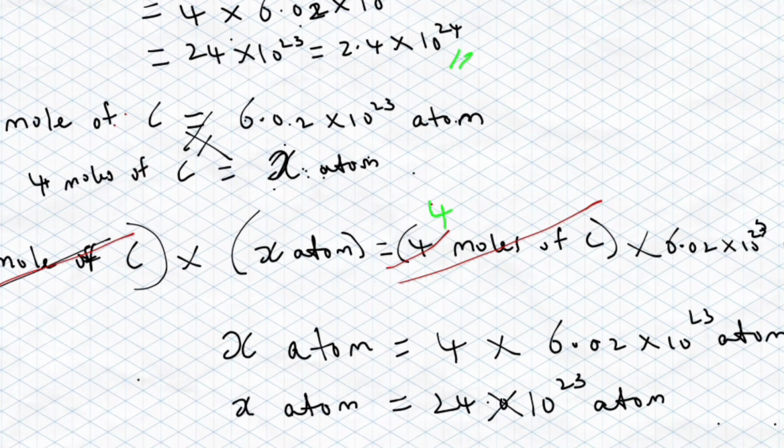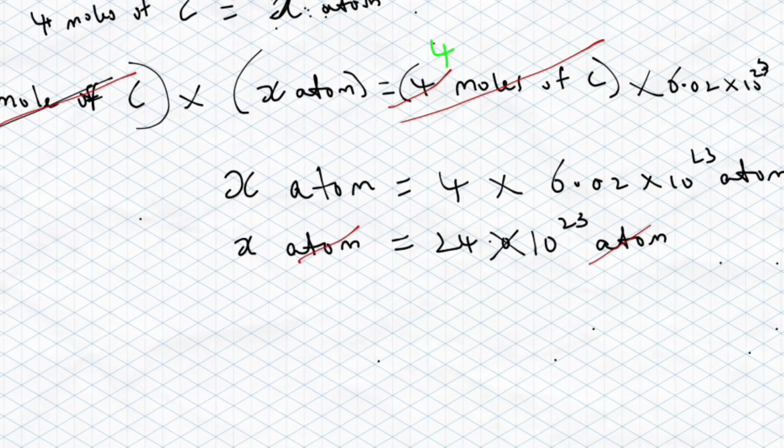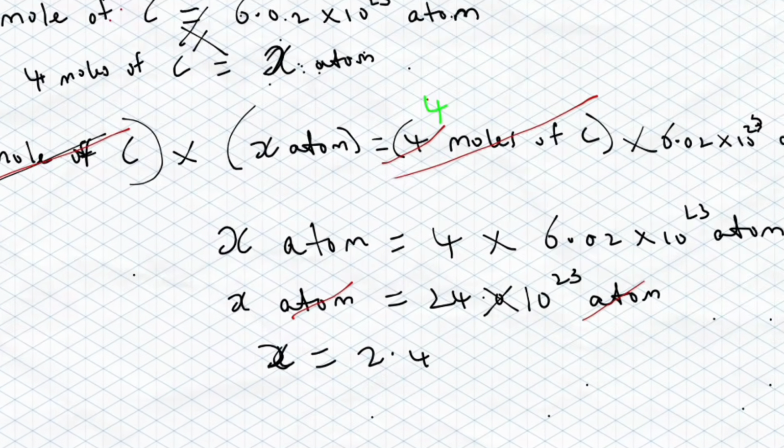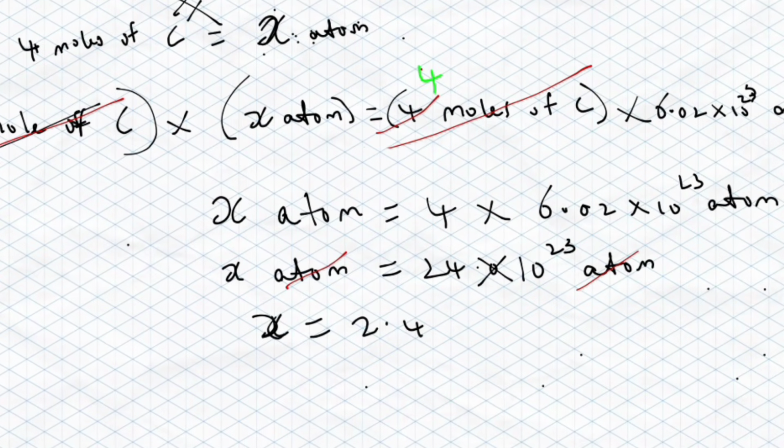Then atoms get to cancel out atoms. In chemistry, if you are doing the right thing, your terms are going to be cancelling as long as they are opposite of the equal to sign. So x now is equal to 2.4 times 10 to the power 24. So you can see we got the same answer.